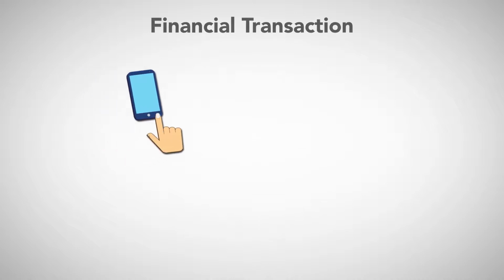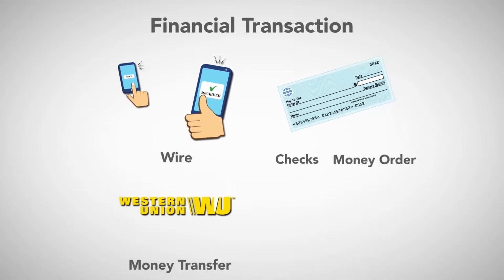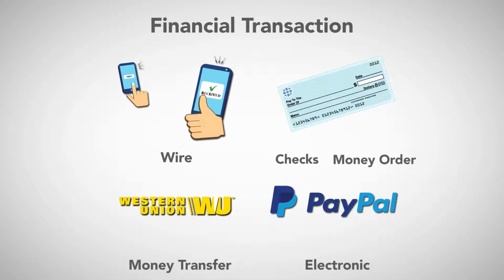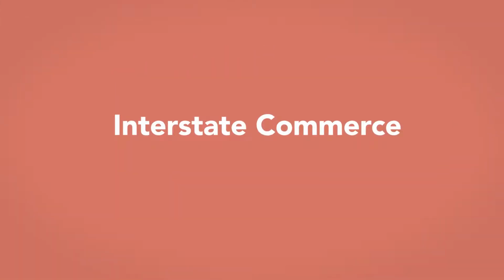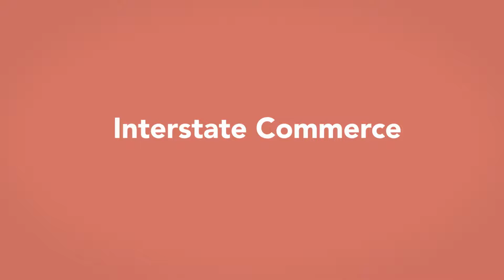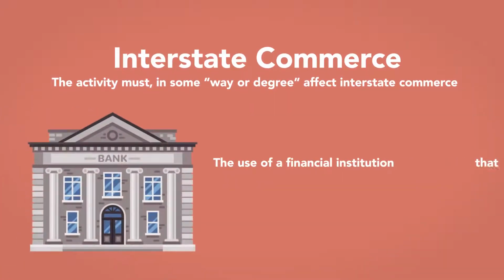The financial transaction element is broadly defined by the statute. It includes the movement of funds by wire, monetary instruments like checks or money orders, or money transfer services such as Western Union, or electronic financial service providers such as PayPal. Transactions also include transferring goods or titles to real estate, cars, etc. However, as with many federal criminal statutes, there is an interstate commerce requirement. That is, the activity must, in some way or degree, affect interstate commerce. As a practical matter, this is not difficult to show, as under the terms of the statute, the use of a financial institution that engages in interstate commerce is sufficient.